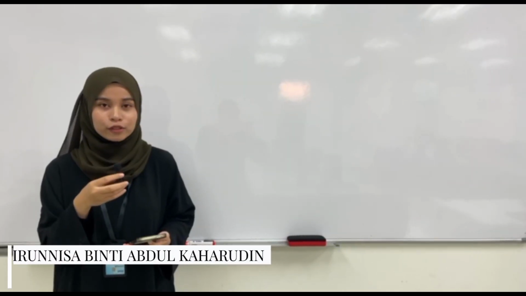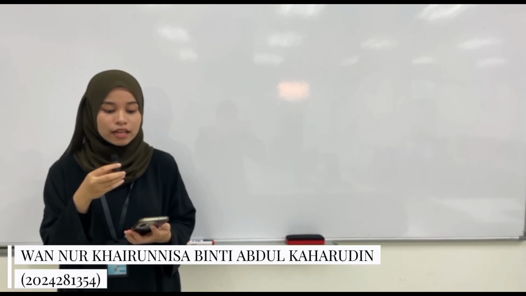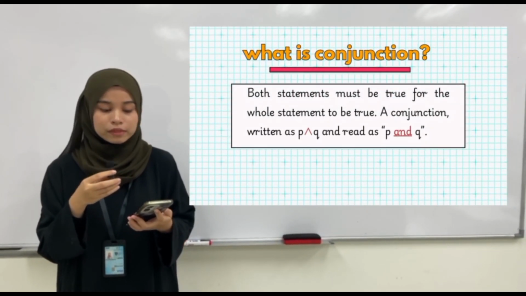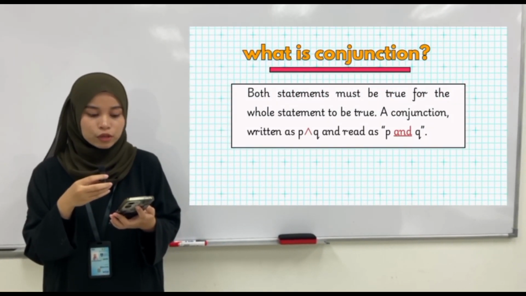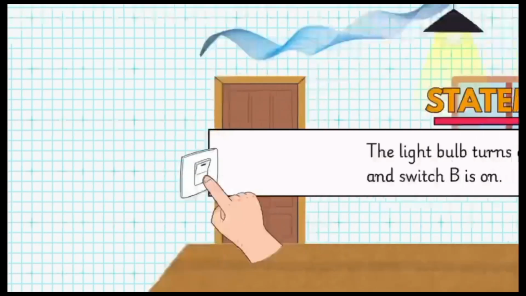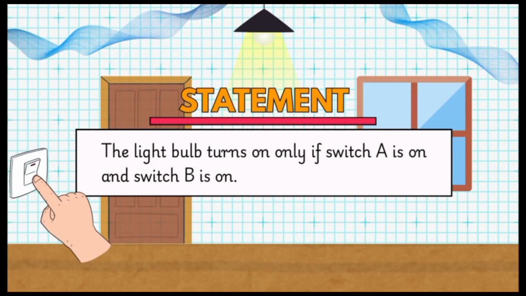Hi and Assalamualaikum. My name is Nur Khairun and today I am going to explain about what is conjunction. Conjunction is when both statements must be true for the whole statement to be true. A conjunction is written as P ∧ Q and read as P and Q. For example, the light bulb turns on only if switch A is on and switch B is on. This means if both switches are on, the light will turn on. But if one of the switches is off, the light will not turn on.